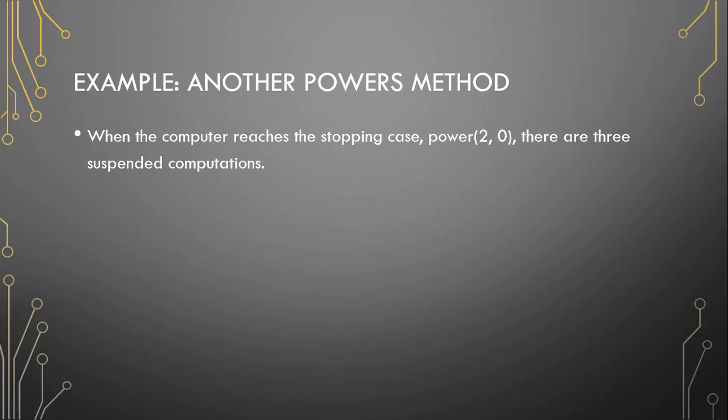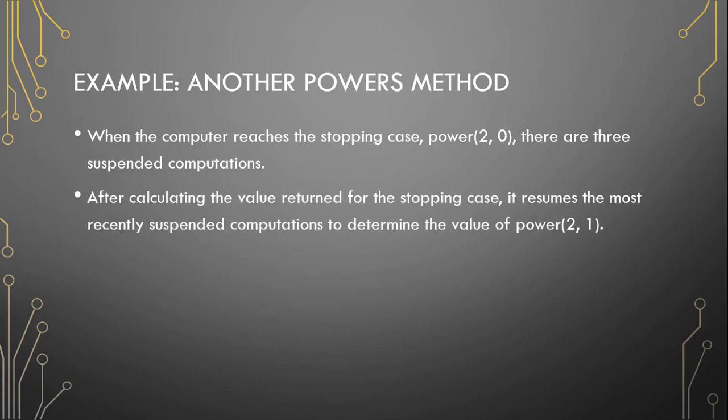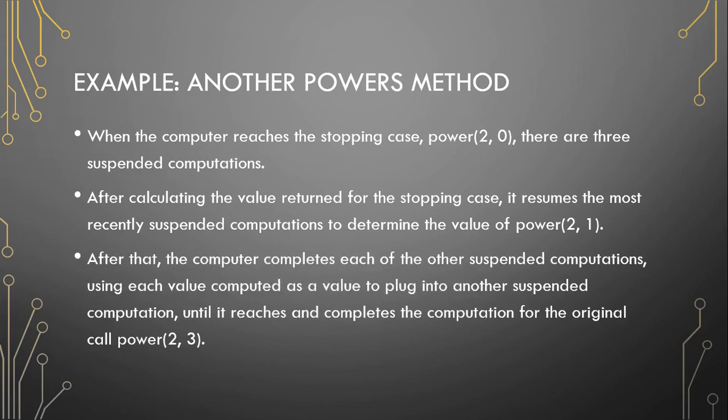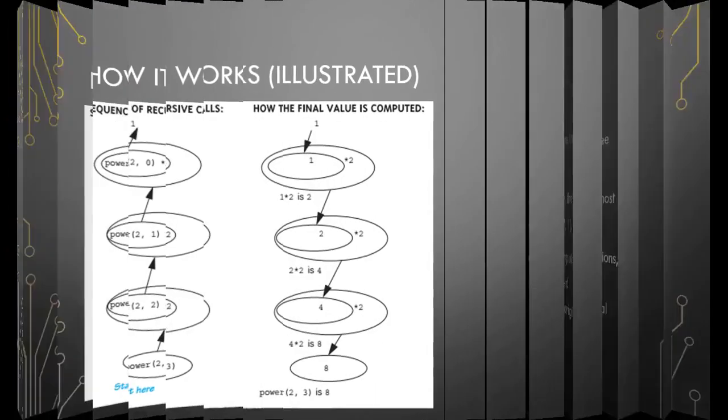Now, when the computer reaches the stopping case, there are 3 suspended computations above it. So, after calculating the value for the stopping case, it then resumes the most recently suspended computation to determine the value of power 2, comma 1. After that, it completes each of the other suspended computations, using each value computed as a value to plug into another suspended computation until it reaches and completes the computation for the original call power 2, comma 3.